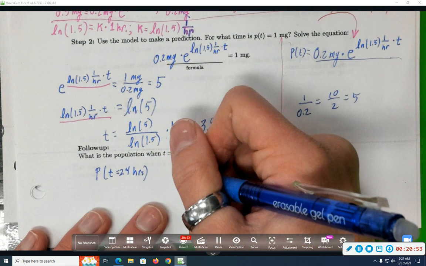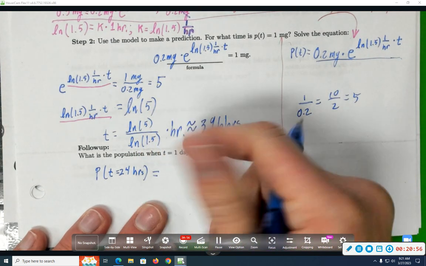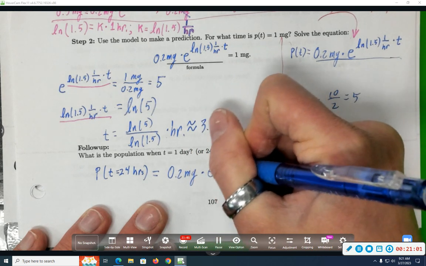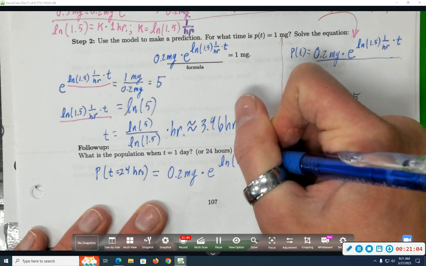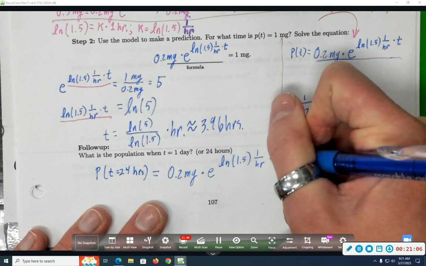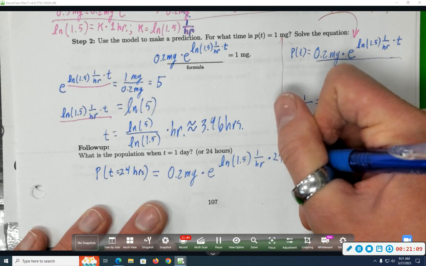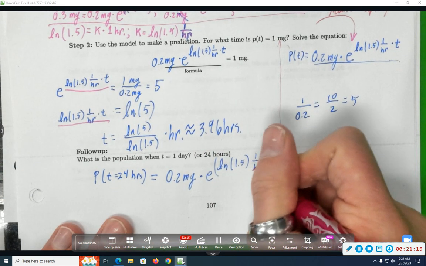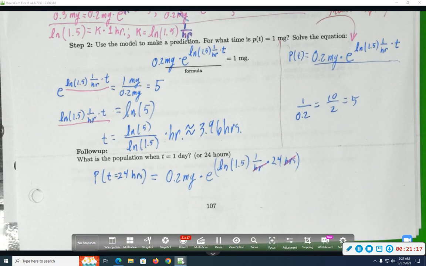Plug in t equals 24 hours. This will be 0.2 milligrams times e to the natural log of 1.5, 1 over 1 hour times 24 hours. And maybe I'll point one thing out before we even begin this computation. If you divide by hour and then multiply by hour, those units cancel anyway. So the time unit could have been suppressed, since it was all in hours. If you plugged in days, you would want to be careful with your units. All right, so there's this thing.